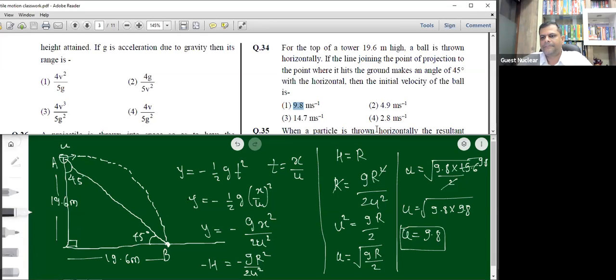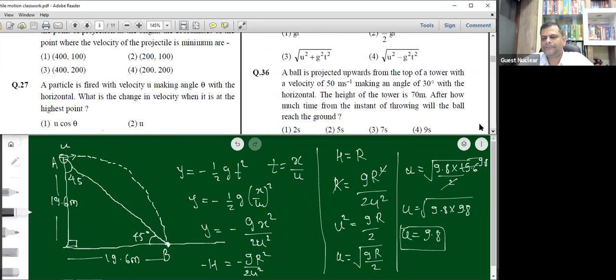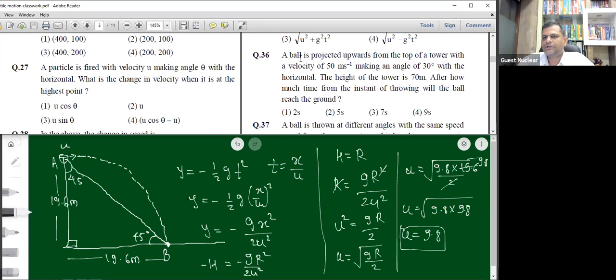Chalo, theek hai. See the next one. Yes, a ball is projected upwards from the top of a tower with a velocity 50 meter per second, making an angle of 30 degree with the horizontal. The height of the tower is 70 meter. After how much time from the instant of throwing will the ball reach the ground?